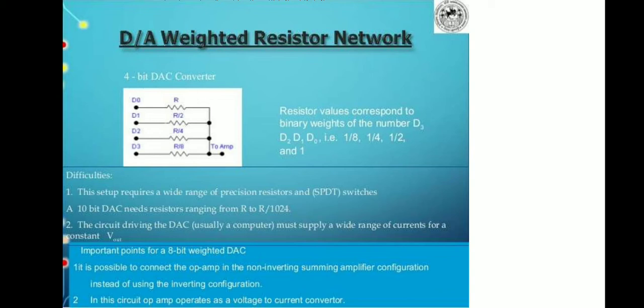The important point for the 8-bit weighted DAC: first, it is possible to connect the op-amp in a non-inverting summing amplifier configuration instead of using the inverting configuration. In these circuits, the op-amp operates as a current to voltage converter.